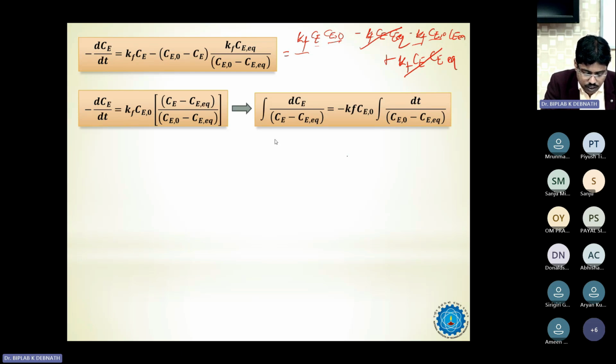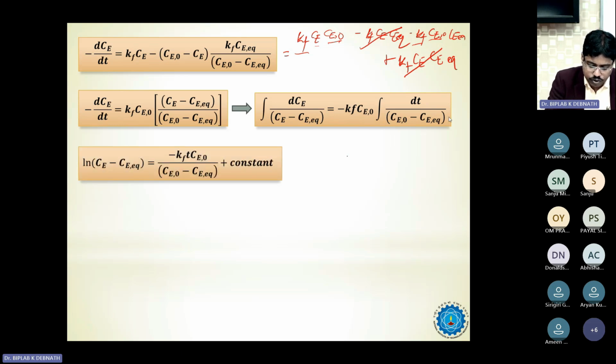So dC divided by C minus C equilibrium should be equal to minus Kf into C naught integral of dt by C naught minus C equilibrium. If we do the integration, we find that ln of C minus C equilibrium should be equal to minus Kf t C naught divided by C naught minus C equilibrium plus constant.